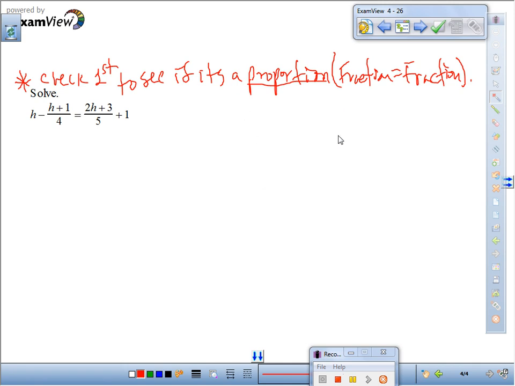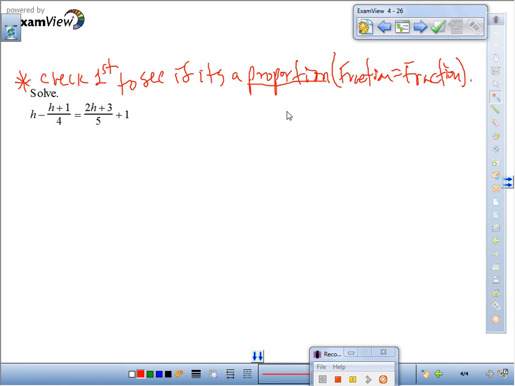So what does that mean? If it's a proportion, that means we're only going to have one fraction equal to another. Everybody look up to the screen. Look at this fraction. H plus 1 over 4 equals 2h plus 3 over 5. If it's a proportion, we can just cross multiply. Remember that? That's what we're going to check first. However, does this one have only a fraction equal to another fraction? No, it has a minus over here and a plus over here.